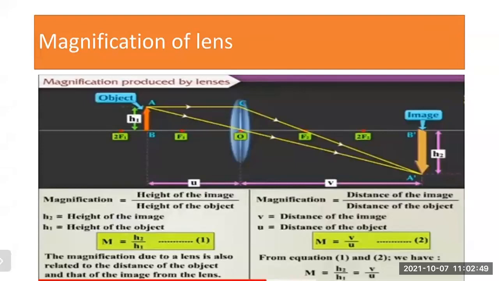Got it? You can also see this in the ray diagram. M is equal to the height of the image upon the height of the object. M is equal to the distance of the image upon the distance of the object. Got it? So you can learn this formula and you can solve the numericals with the help of this formula.